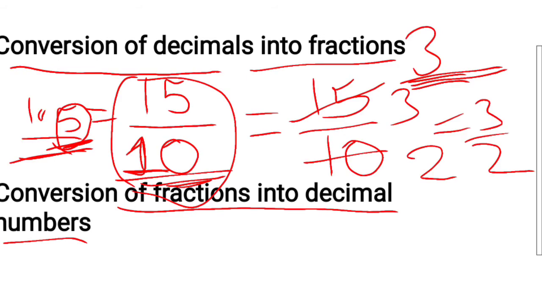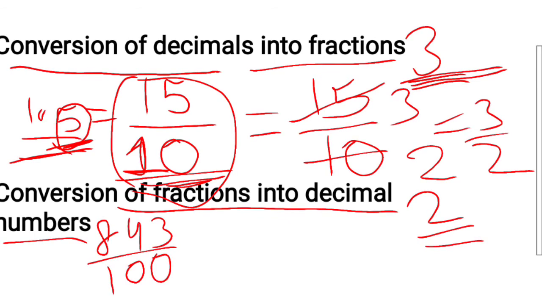There are two steps in this rule. The first step says count the number of zeros following 1 in the denominator. If an example is given and we have to convert it into a decimal, how can we convert? I am taking an example, 843 divided by 100. We have to convert it into a decimal. For that we have to count the number of zeros. There are two zeros. Now we have to count the same number of places in the numerator.